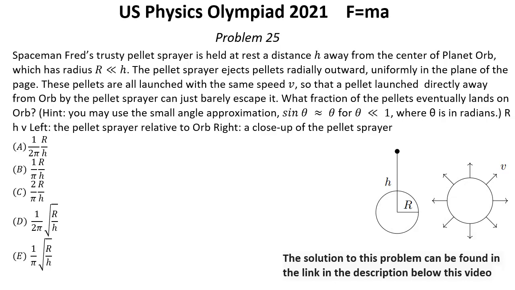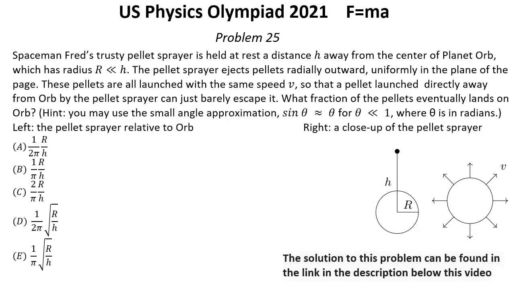Hint: you may use the small angle approximation sin theta approximately equal theta for theta much less than 1, where theta is in radians. On the left picture we have the pellet sprayer relative to orb, and on the right picture we have a close-up of the pellet sprayer.